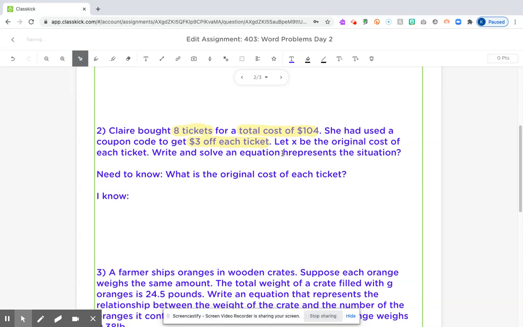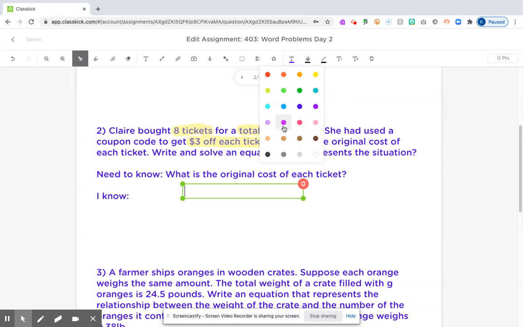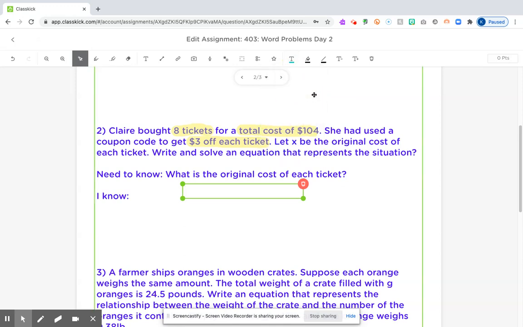So, here we go. I already gave you what you need to know. You're trying to find the original cost of each ticket. Your I know information is highlighted, so you don't have to list it there. Okay? Now you need to give me, we got to come up with our equation. That's your next step. Okay? So I'm going to change colors here. Let's do this one.